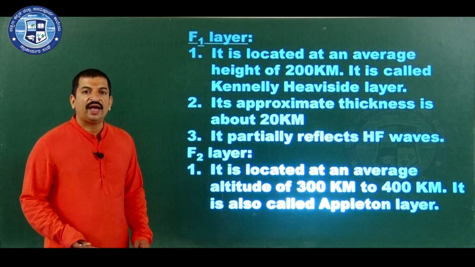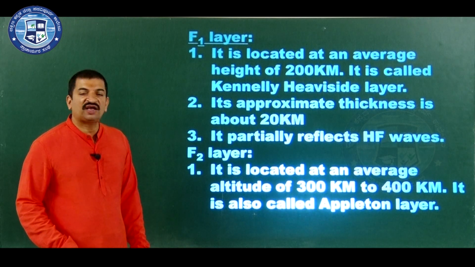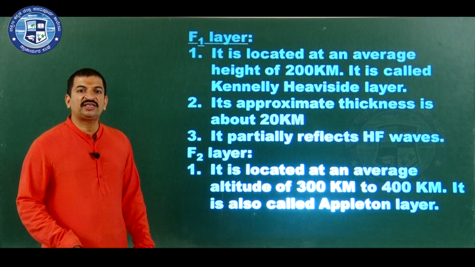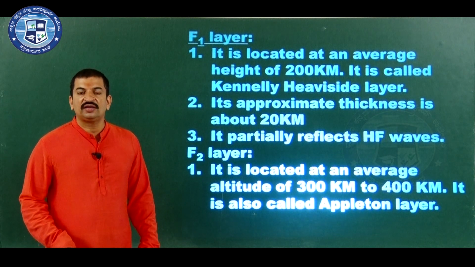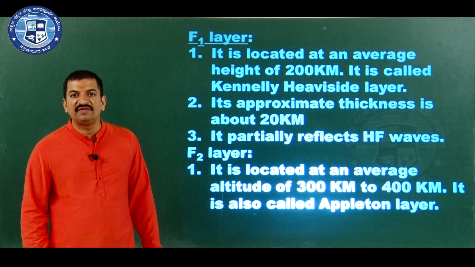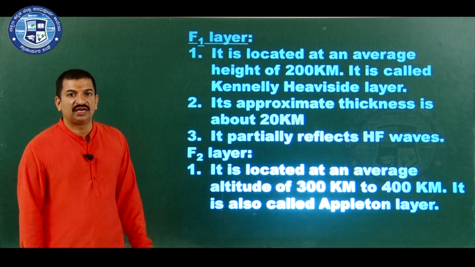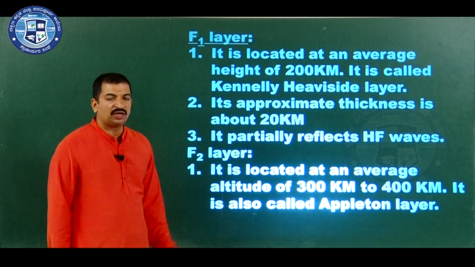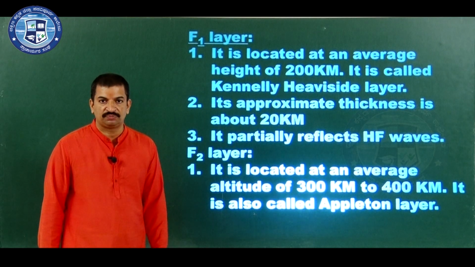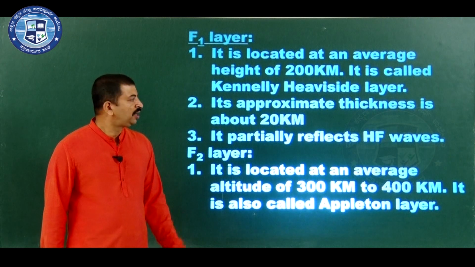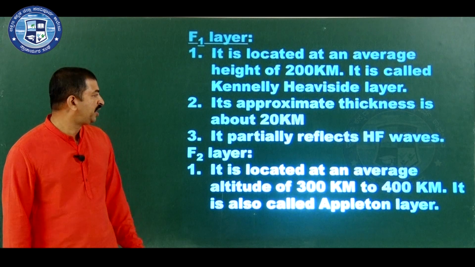The F1 layer exists at a height of approximately 200 kilometers from the surface of the earth. Its average thickness is around 20 kilometers in daytime. The F1 layer is also called the Kennelly Heaviside layer. At night it recombines with the F2 layer to form a single F layer.